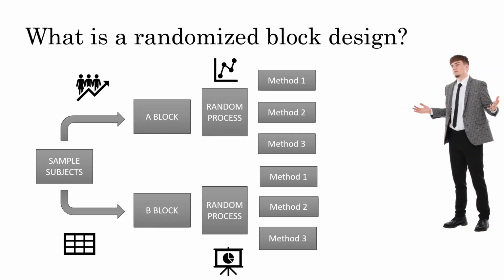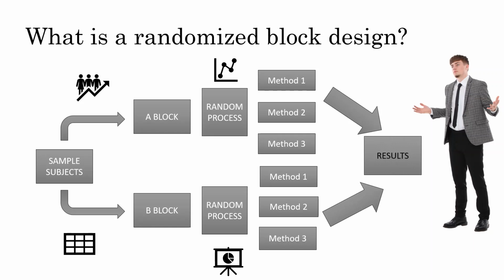After you collect all the data from the 3 methods of the A block and all the data from the 3 methods of the B block, you take the results and you compare how the results in the A block were influenced by the 3 methods and the results in the B block were influenced by the 3 methods. Then you compare it all and bring it all back together and analyze the results.